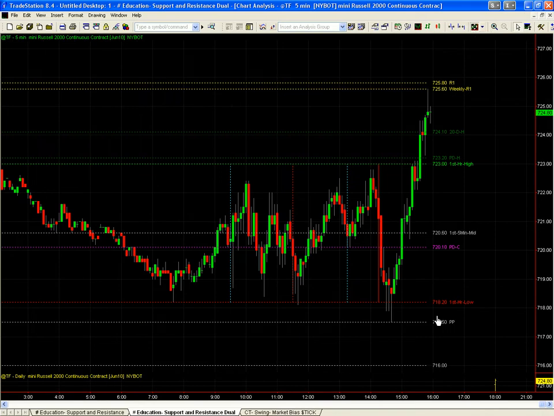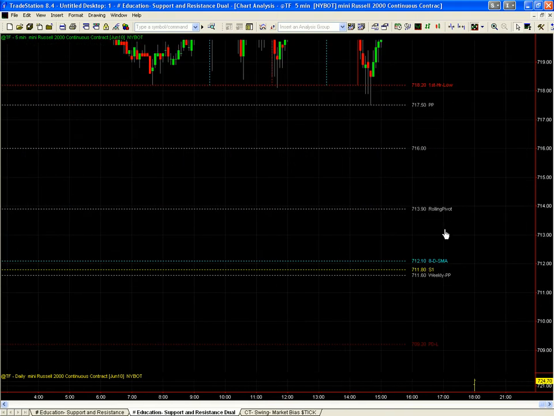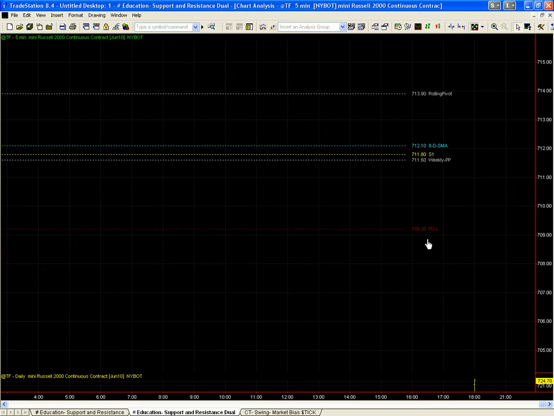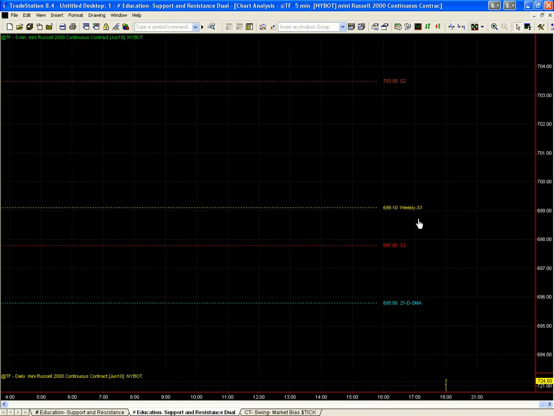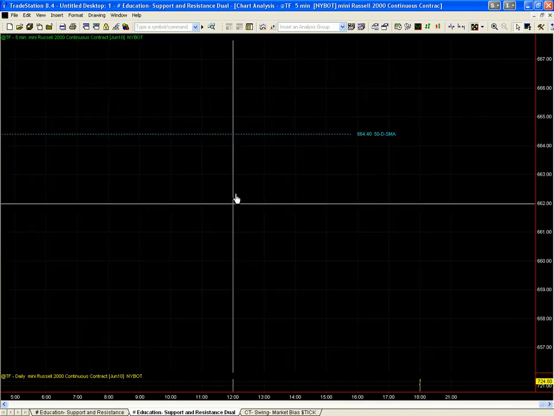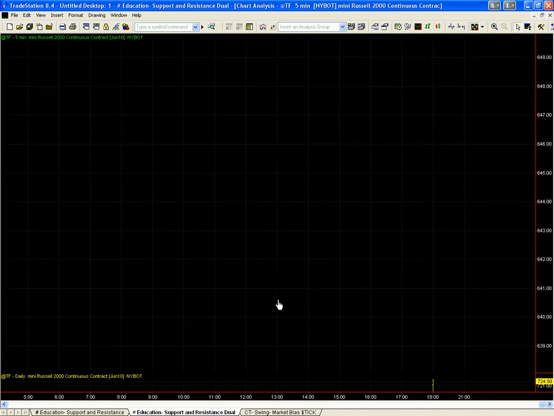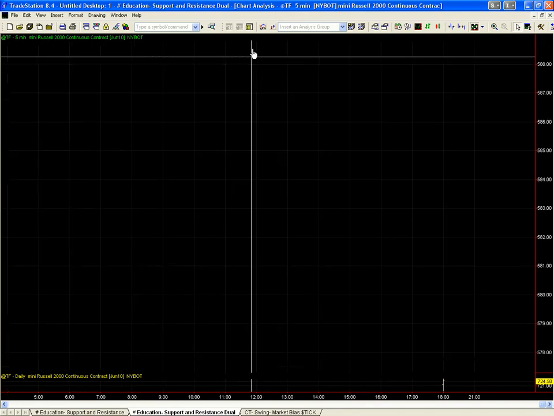On the bottom side, we have the prior day close, we have the central pivot or pivot point, we have the rolling pivot, the 8-day SMA, S1, the weekly central pivot, the prior day low, S2 daily, the weekly S1, S3, the 21-day SMA, the weekly S2, the 50-day SMA, the 100-day SMA, the 200-day SMA.